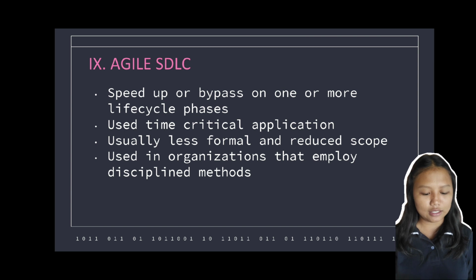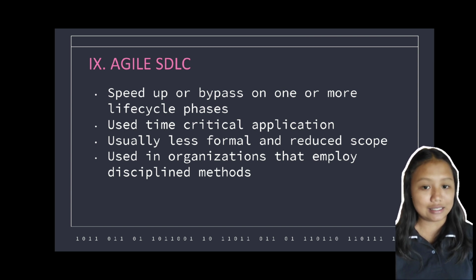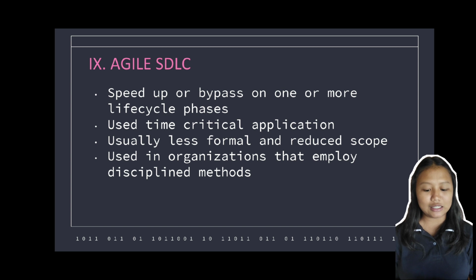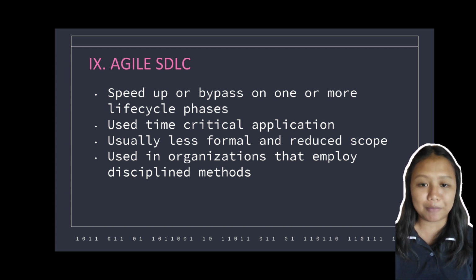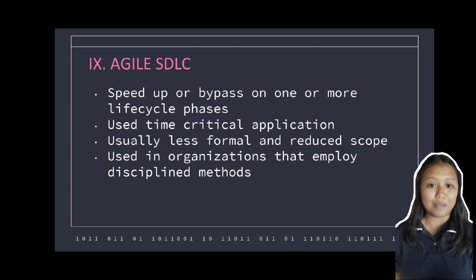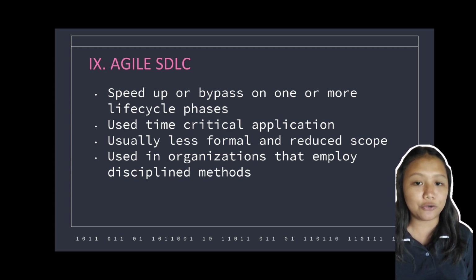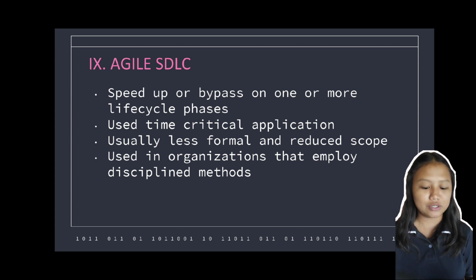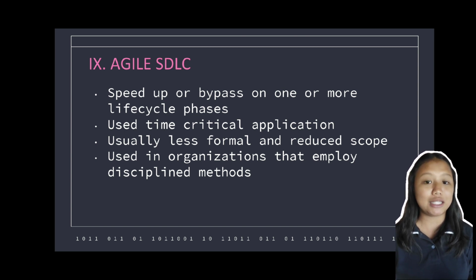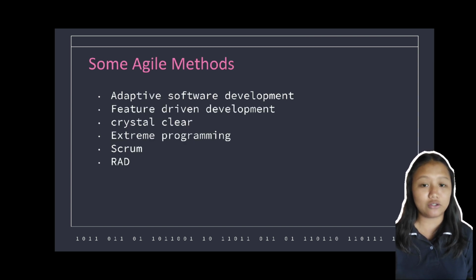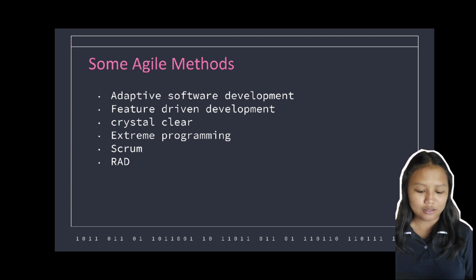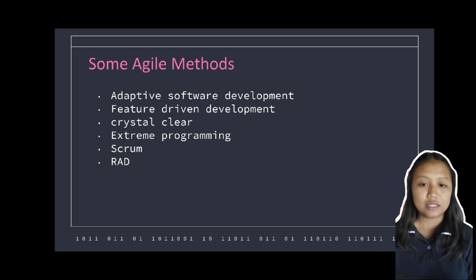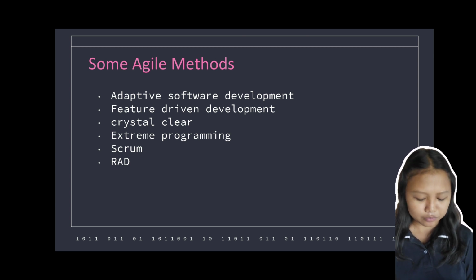And what is Agile SDLC? Agile is speeding up or bypassing one or more life cycle phases. Used in time critical applications, usually less formal and with reduced scope. Used in organizations that employ disciplined methods. Some agile methods are adaptive software development, feature-driven development, crystal clear, extreme programming, Scrum, and RAD.